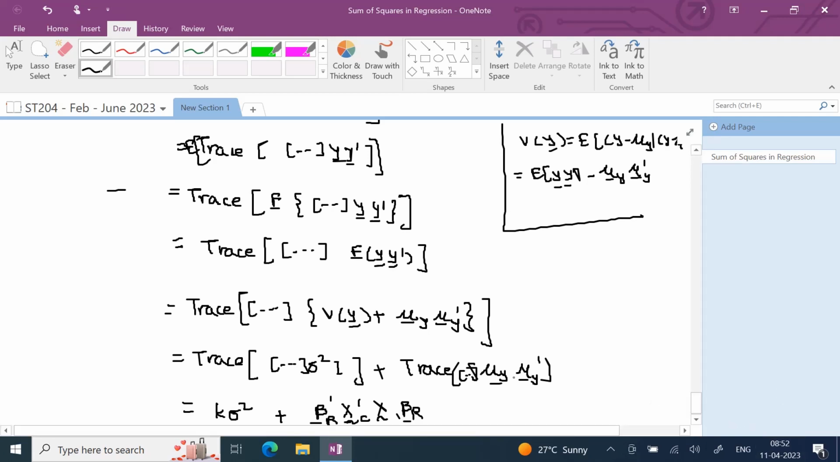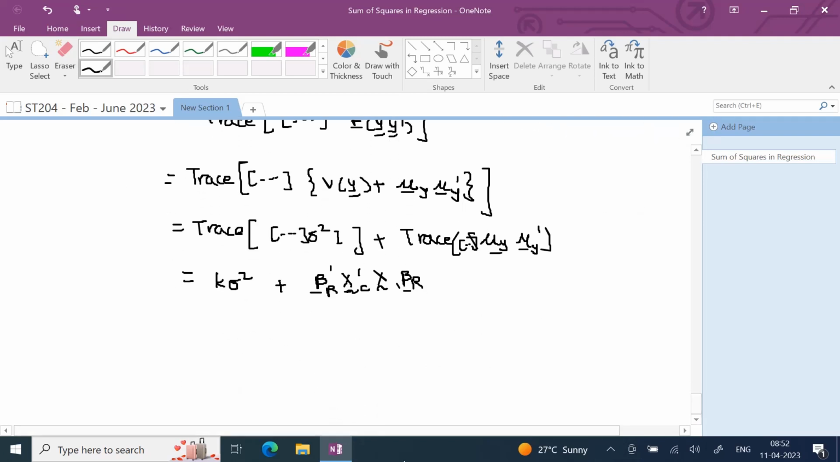Is it clear? Let me repeat. I'm having the trace of that big matrix into mu y mu y prime, which I could write as the trace of mu y prime into the big matrix into mu y by properties of trace. Then it becomes the trace of a scalar, so it is the same as the scalar mu y prime big matrix mu y, which is what we derived above to be the same as this.